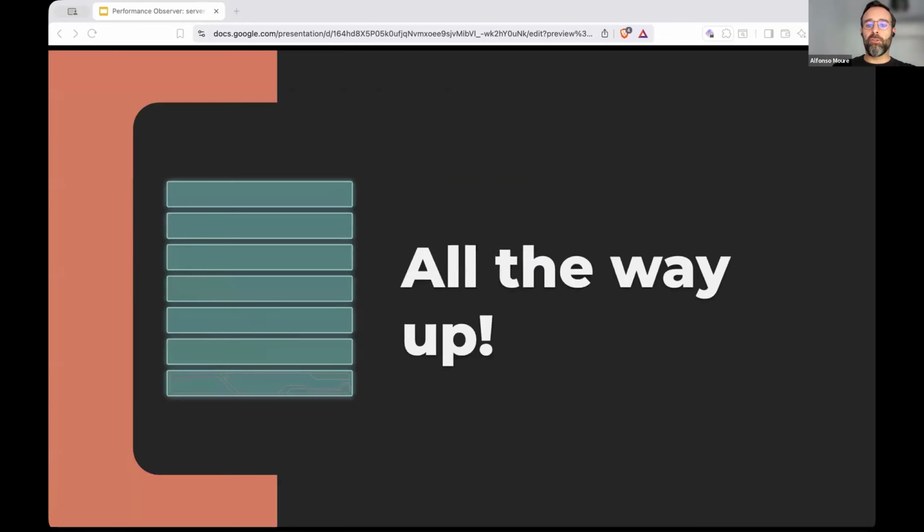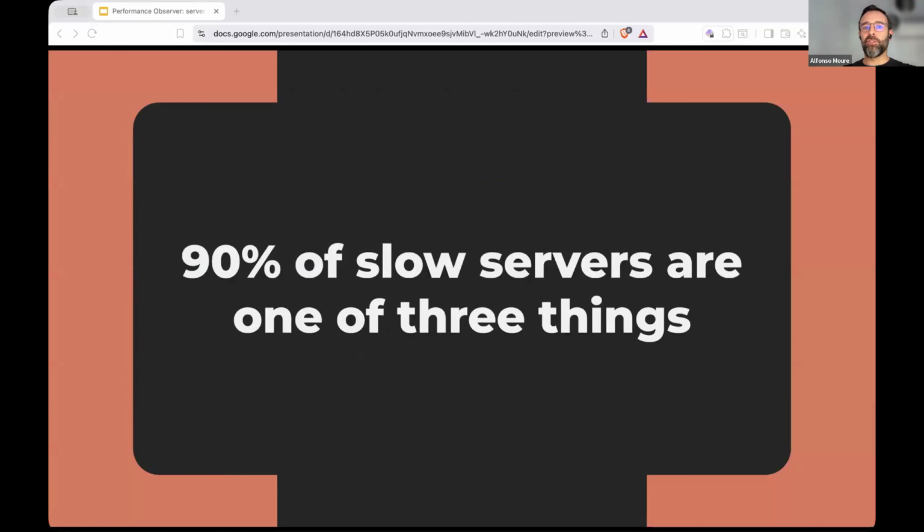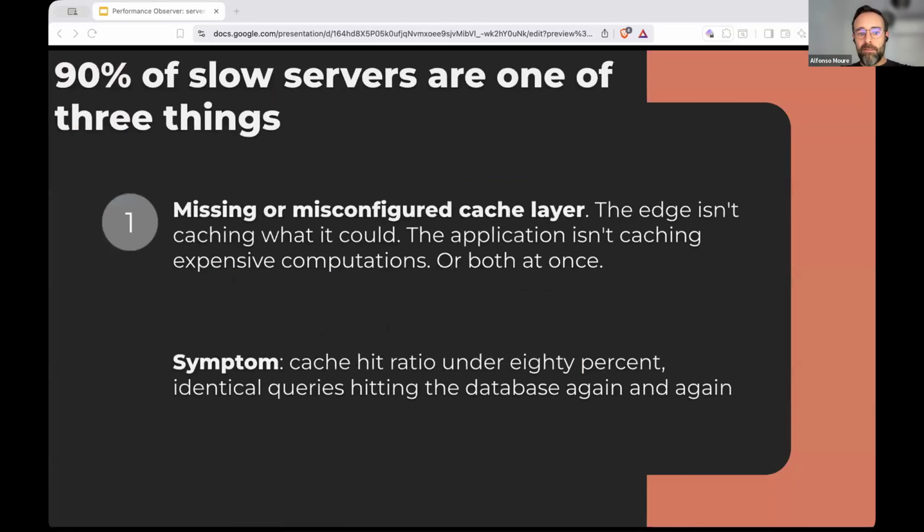So we went all the way down and we are going all the way up now to end this presentation. So 90% of slow servers are one of three things. First, missing or misconfigured cache. Edge isn't catching what it could, the application isn't caching specific computations, or maybe both. So that's normally one of the first problems. The symptom, the cache hit ratio is under 80%. If it's under 80%, you have a problem here.